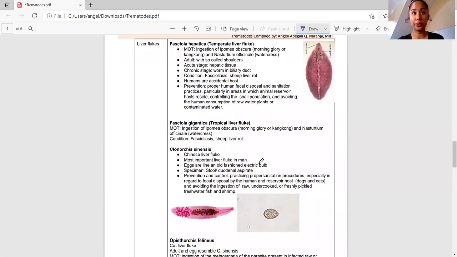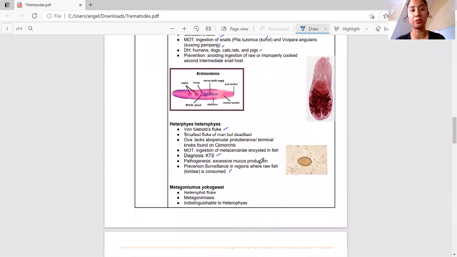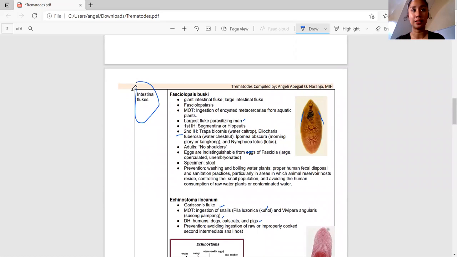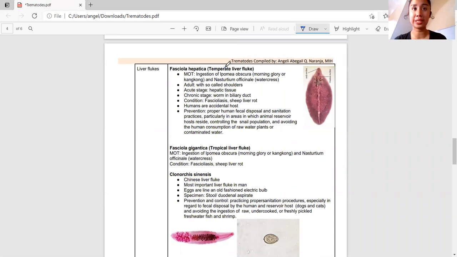For the liver flukes, so the adults are usually found in the liver. So, dito class, Echinostoma, Fasciolopsis, heterophyids. So, small intestine po sila. Small intestine, okay? So, Fasciola hepatica, temperate liver fluke. So, it's found in temperate climate. With your gigantica, it's tropical climate. The two of them causes fascioliasis or sheep liver rot. Yan. So, pareho sila na ang vegetation. So, kangkong and watercress. So, acute stage, it infects the hepatic tissue. For the chronic stage, it could reach the biliary duct. Yan, pwedeng magbara dun sa biliary duct.